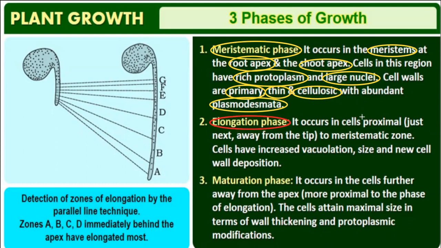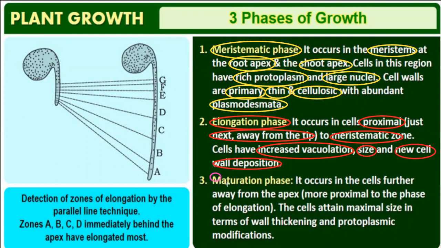It takes place in the cells proximal, that is, away from the tip, or the meristematic zone. So these cells have increased vacuolation, larger size, and new cell wall deposition. That is all about the next stage.